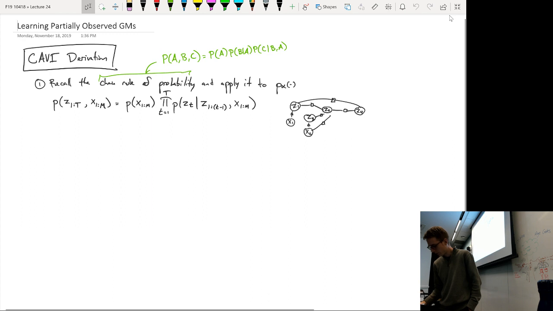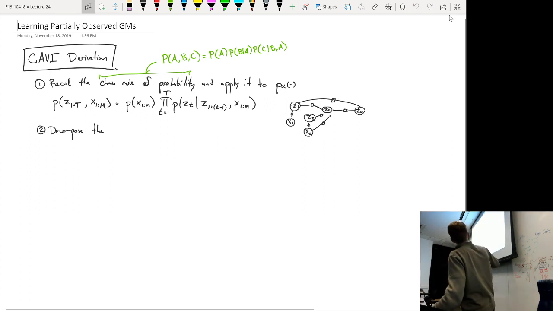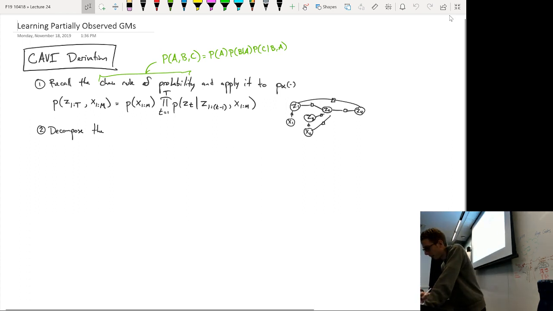So the next thing that we want to do is to actually decompose the entropy of the variational distribution. So here, what we have is the entropy of q theta.